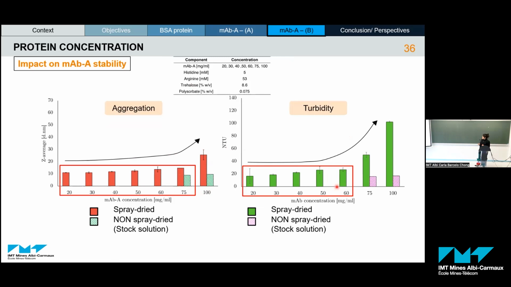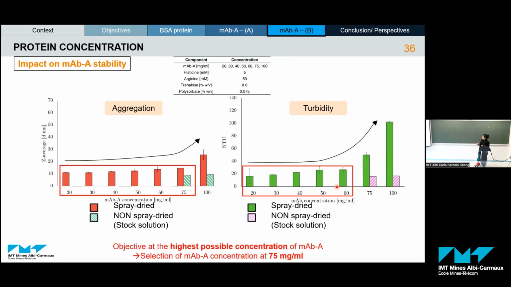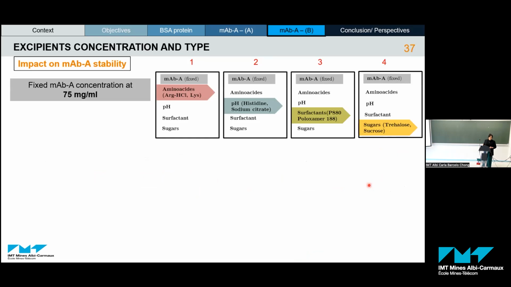And in this case, what we chose is to stay at a concentration of 75 milligrams per ml, which in this case showed to have a low aggregation present. And this turbidity is something that we can tackle with the manipulation of the excipients in the formulation, which leads us to the next part and section.